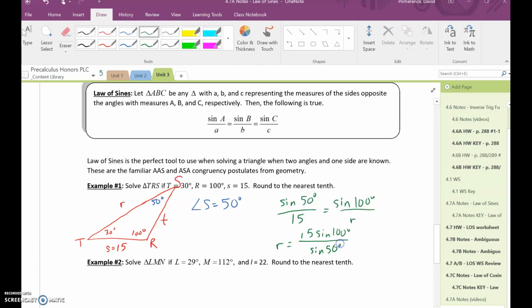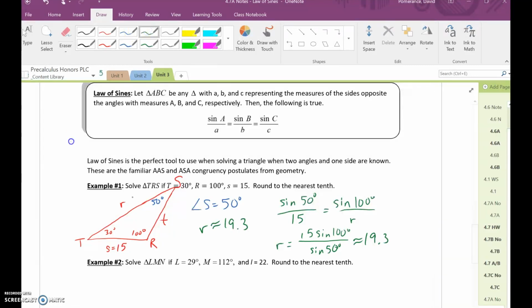I'm going to skip the algebra steps because you guys already know algebra. I'm just going to jump straight to the part where we type it in the calculator. So again, make sure your calculator's in degrees mode because the angles are being measured in degrees. So you do 15 times the sine of 100 degrees, close the parenthesis, and divide that by the sine of 50 degrees. And we get, according to my calculator, about 19.3. So R is approximately 19.3. So I'll fill it in over here as well.